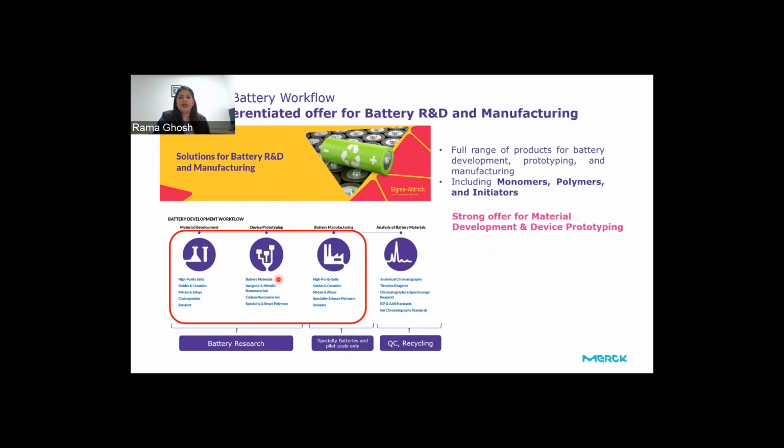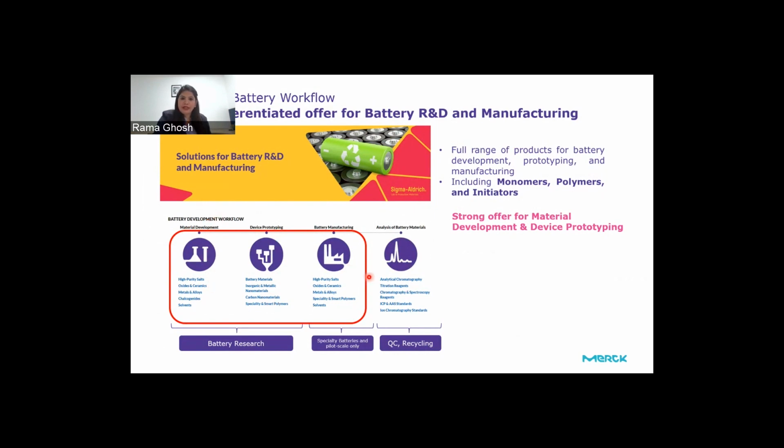But if you are working on device prototyping or looking for some control experiments and need some cathodes like LCO, lithium cobalt oxide, LMO, or NMC, NCA kind of materials, or for making your composites, carbon nanomaterials, or specialty polymers as an electrolyte, or for example you need a ready-to-use electrolyte like lithium iron phosphate 1 molar in EC, DC, DMC with additives. We are also supporting a lot of additives for your device prototyping and battery development.